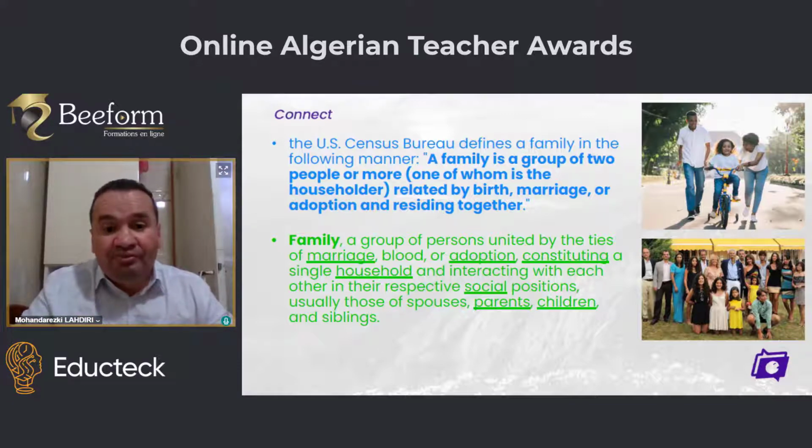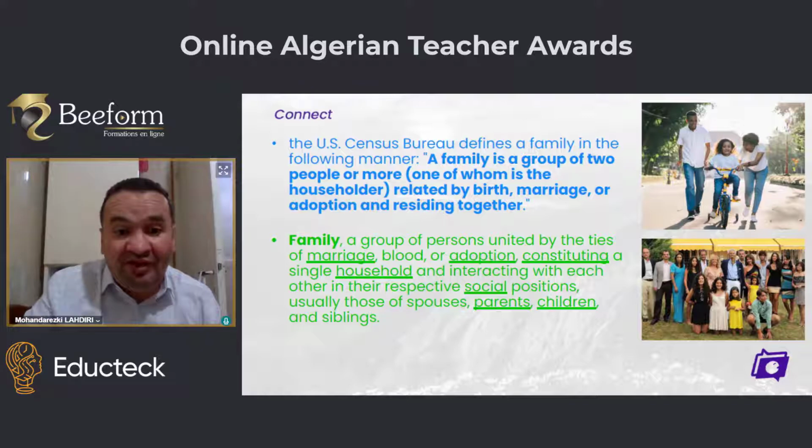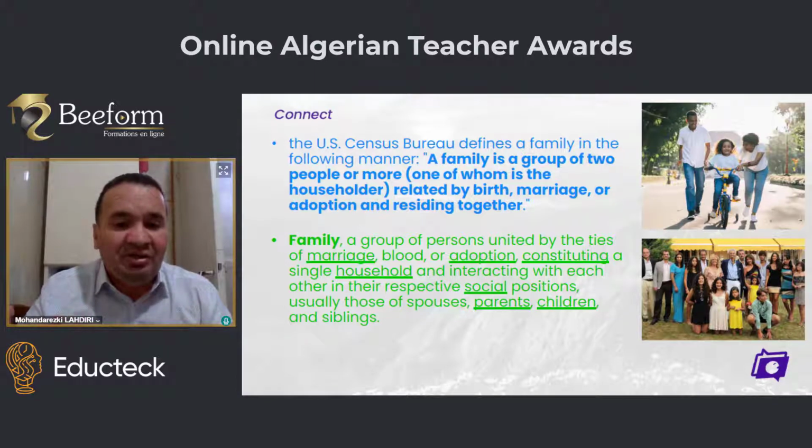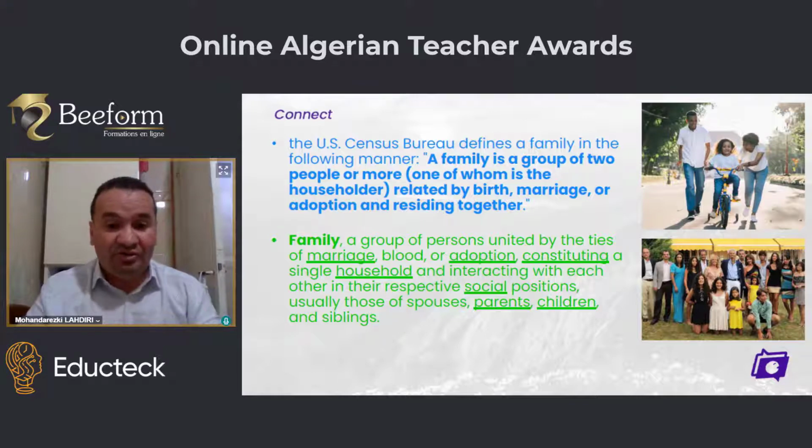Another way of defining the word family, they said here, family is a group of persons united by the ties of marriage, blood link, or adoption. They are united by the administrative process, which is adoption, constituting here a single household and interacting with each other in their respective social positions.